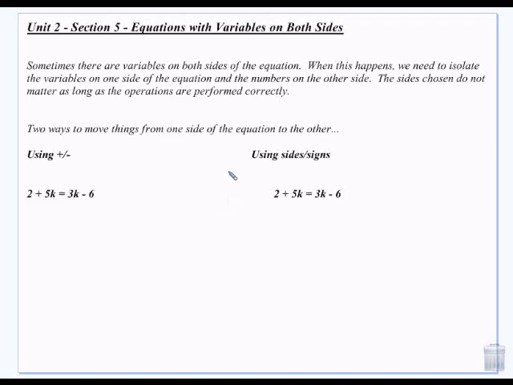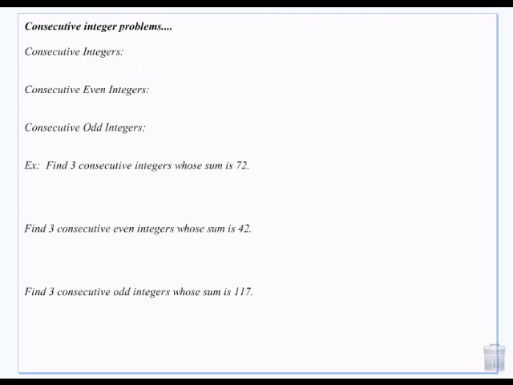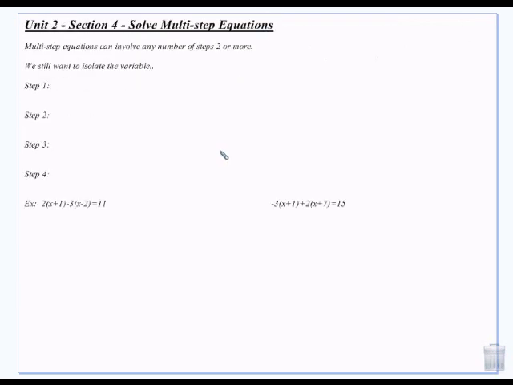Equations with variables on both sides. No, wait, I'm ahead of myself. Sorry. Multi-step equations. So we've done one and two step. Now we're going to do multi-step. We still are going to try to isolate that variable, so we want x equals whatever number. So we're trying to get to this state.